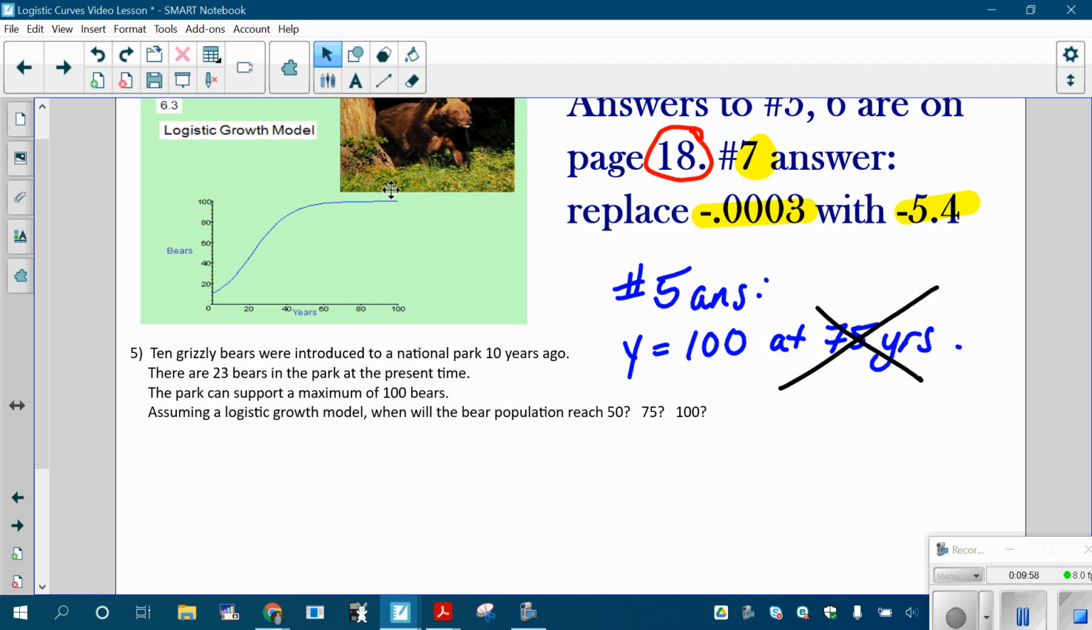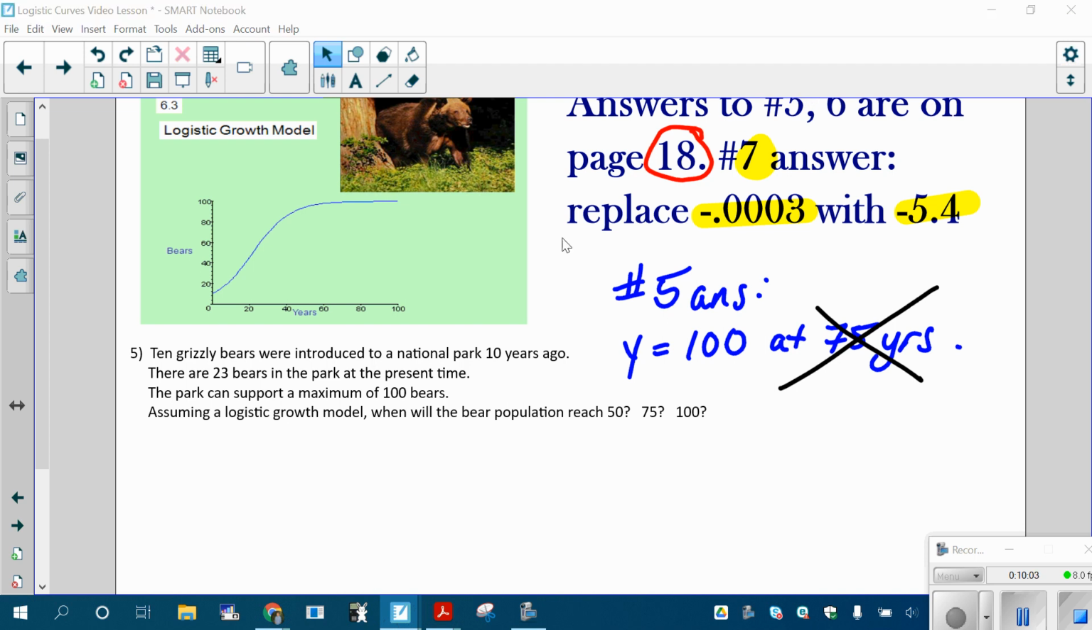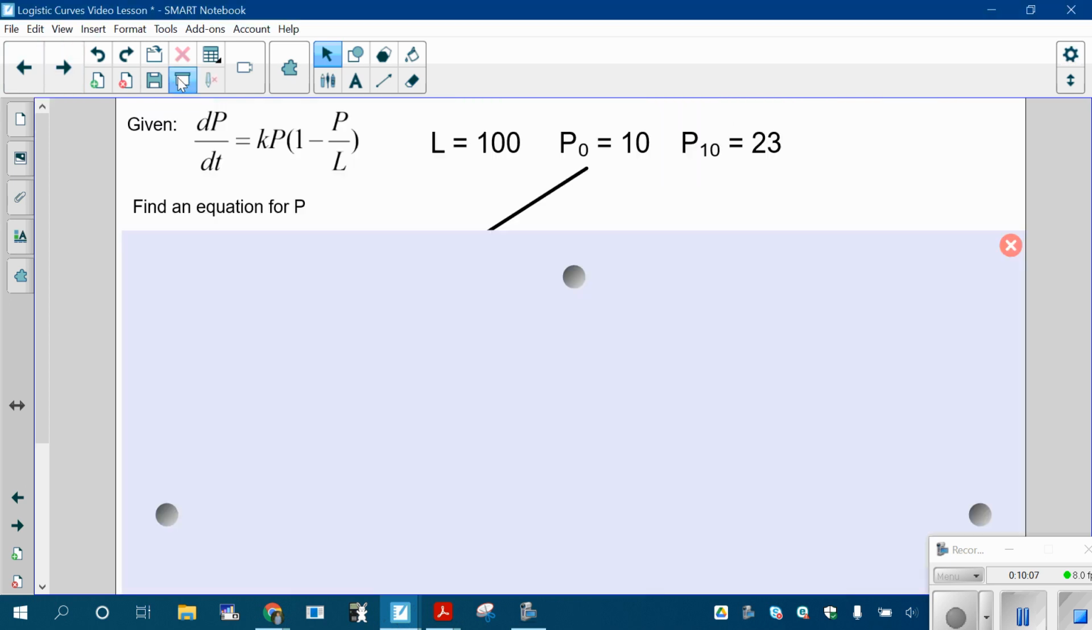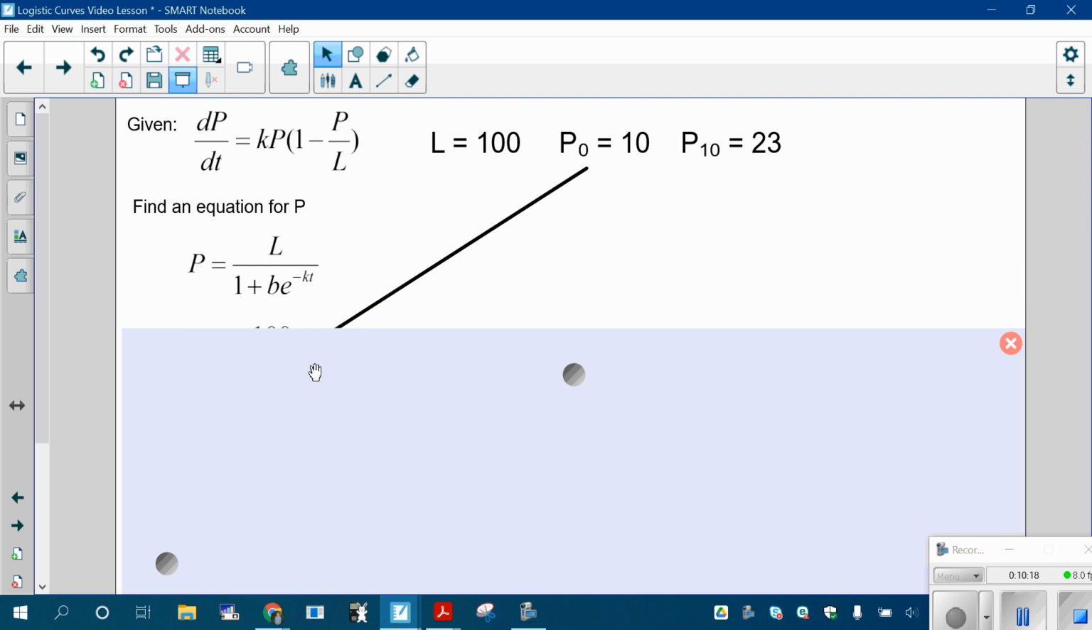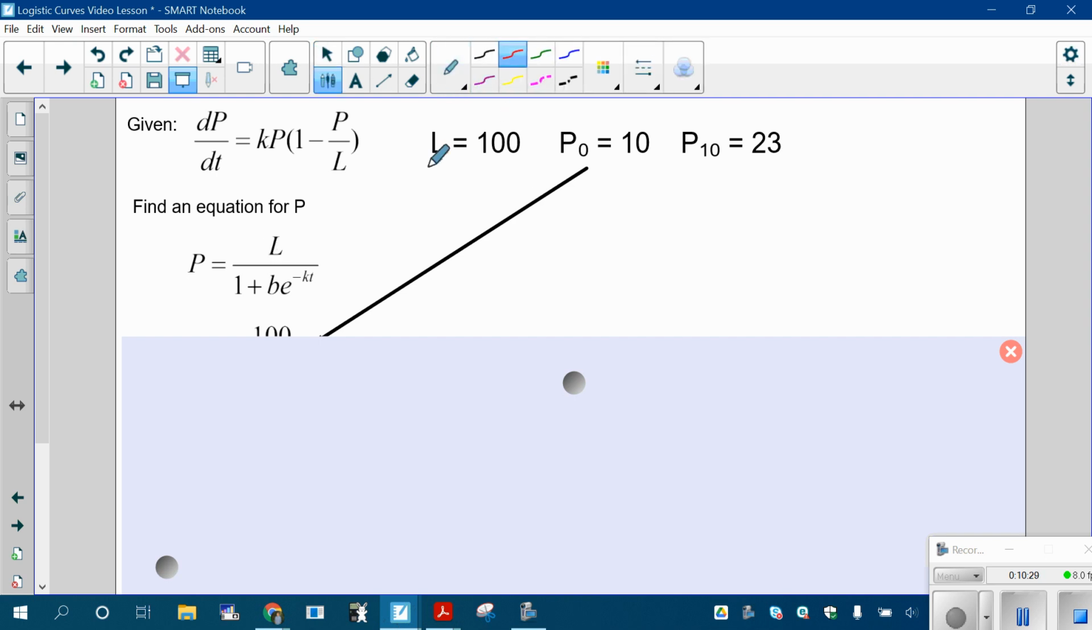Okay, so it's following this logistic growth pattern. Cool. I'm going to kind of just walk through this with you guys. Because it's logistic, it's going to be a solution to a differential equation that looks like this. Its equation is going to look like this. Well, what do I know about this situation? Well, I know that the maximum amount of bears, that carrying capacity, that L, is 100. They just straight up tell me that.